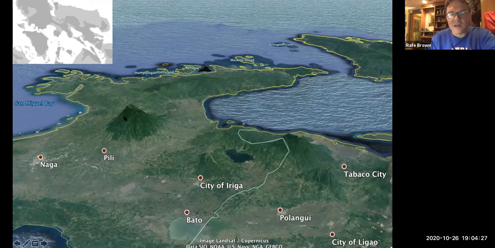And the other thing I want to point out is the string of volcanoes that goes all the way down the Bicol Peninsula. 1, 2, 3, 4, 5 are visible in this picture. And the Bicol Peninsula is this fascinating place of just a row of volcanoes. And it's an amazing place for lots of other reasons, but it's a very dramatic scenery and a really cool place to do field work.